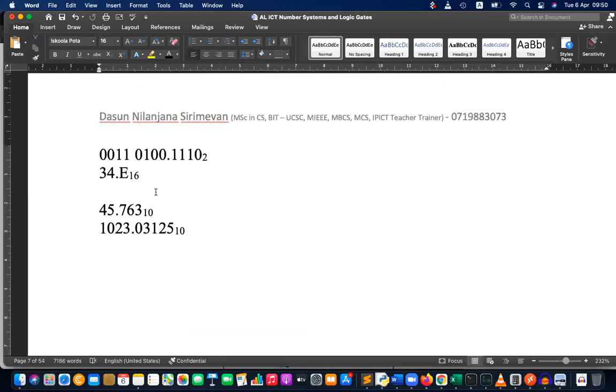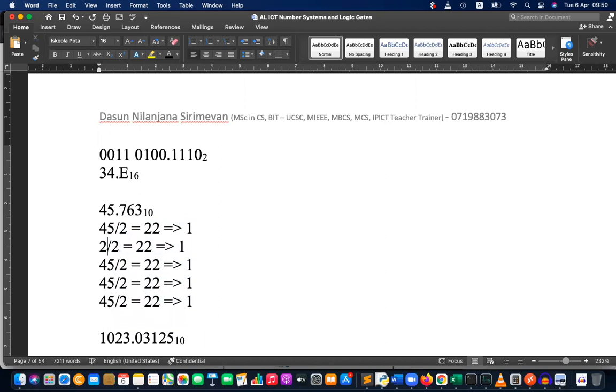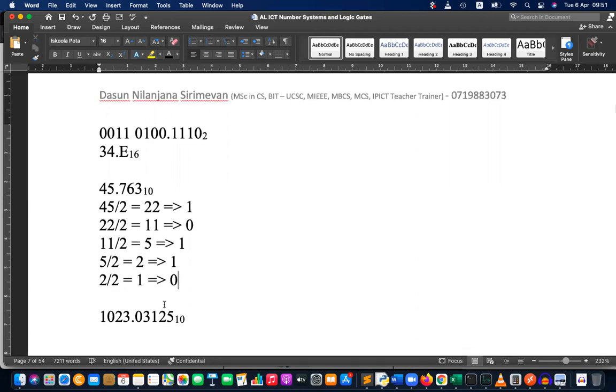Okay. Let's discuss quickly 45.73, because there are still some areas to correct. 45 divided by 2 is equal to 22, and remaining will be 1. You can continue the pattern. 22 divided by 2 is 11, and nothing remains. 11 by 2 is 5, and 1 remains. 5 divided by 2 is 2, remaining 1, and 2 divided by 2 is 1, remaining 0. So the value will be 101101.